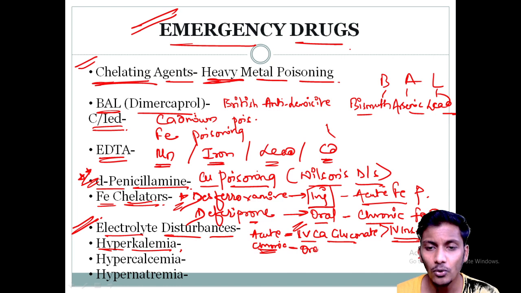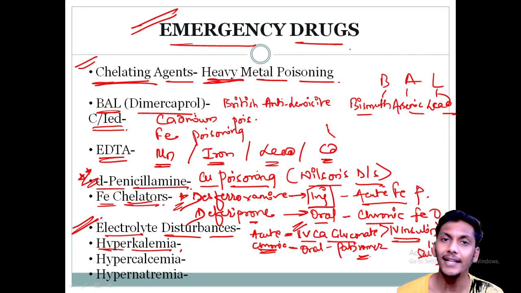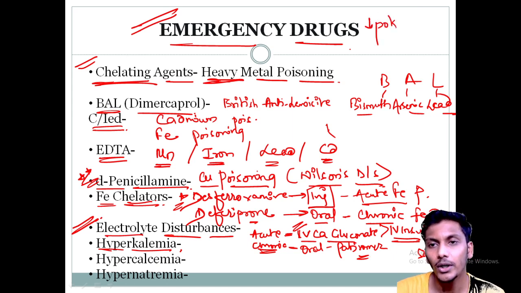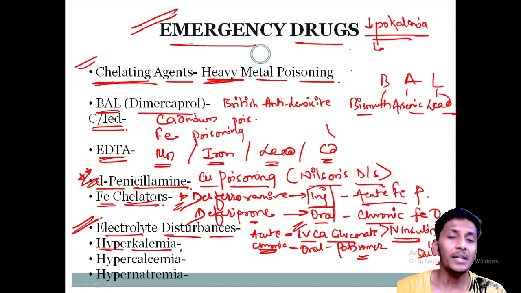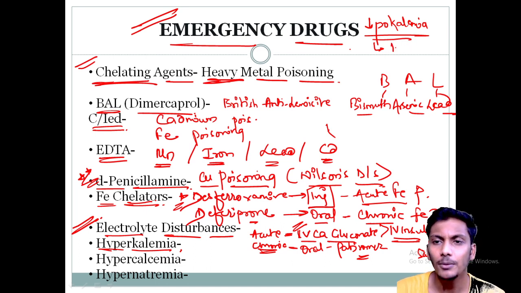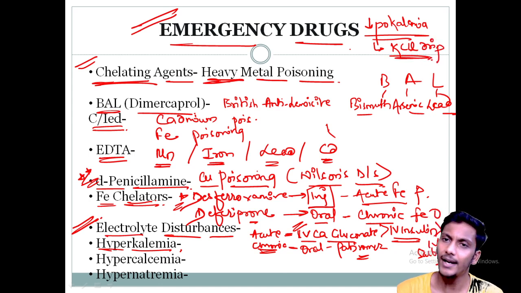we can prefer an oral drug known as patiromer. The drug name is patiromer, an oral drug. Whereas in cases of hypokalemia now, I don't have space, so I am writing it over here above. Please remember, in cases of hypokalemia, when the potassium levels are decreased, definitely we will give potassium from outside. So the drug of choice in cases of hypokalemia is a potassium chloride drip, or a KCl drip, right? Easy.